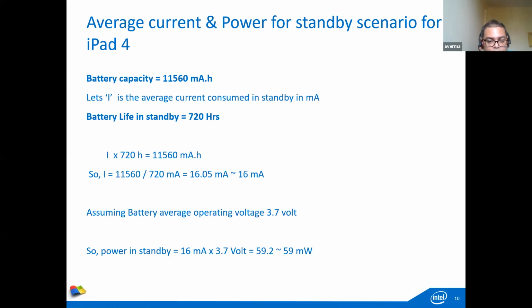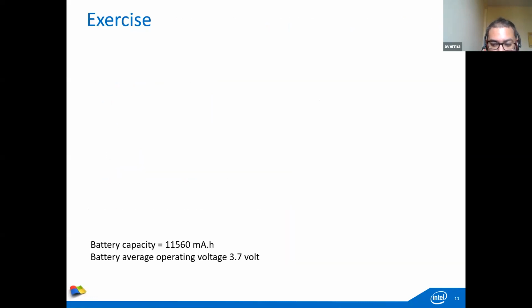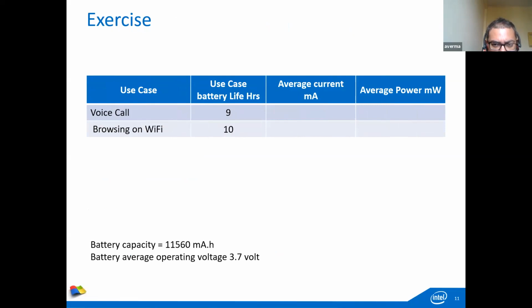Okay, maybe I will just give one more minute here so that you are able to understand how to calculate, because next I will give you some tasks to do. So I think two use cases we just left. It was the voice call or browsing on Wi-Fi, and the use case battery lives were given as 9 hours or 10 hours. So I want you to do some math and give me the average current in milliampere and average power in milliwatt for these two use cases.